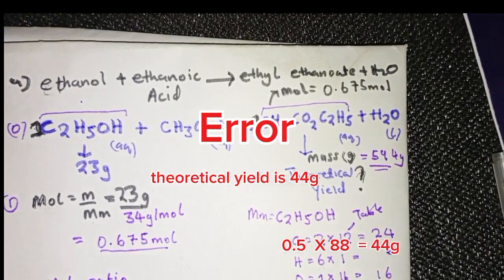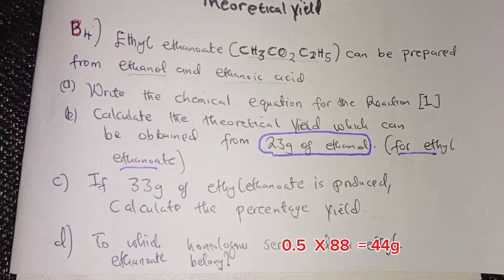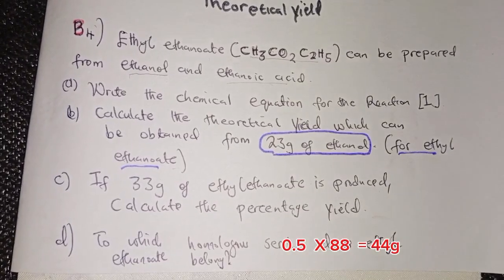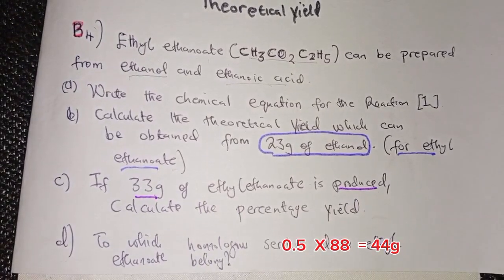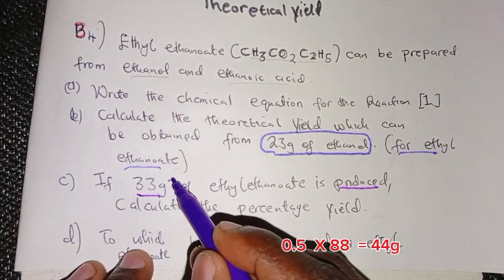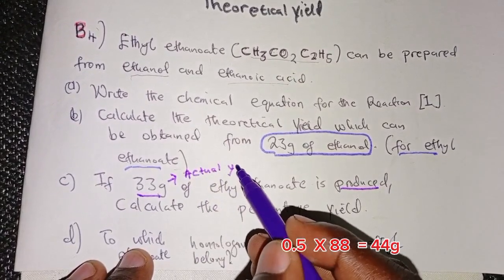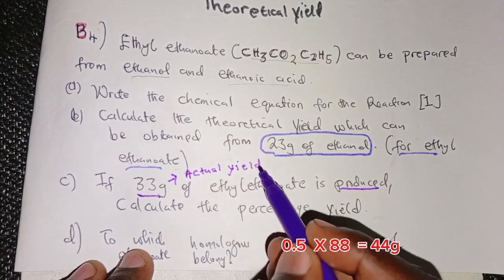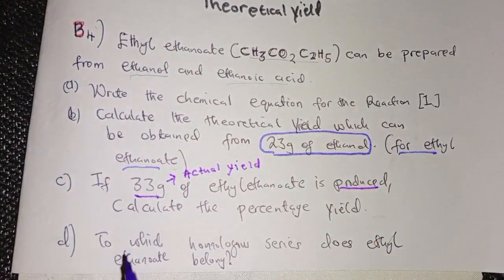We now need to answer question C. Question C says if 33 grams of ethyl ethanol is produced, this was now after the experiment is done. After you do the experiment, now you find that you get 33 grams. So this is what you call the actual yield now. What you actually get, not from the formula. This is now after the experiment, after you react the two substances, you are actually getting this. So if 33 grams of ethyl ethanol is produced, calculate the percentage yield.